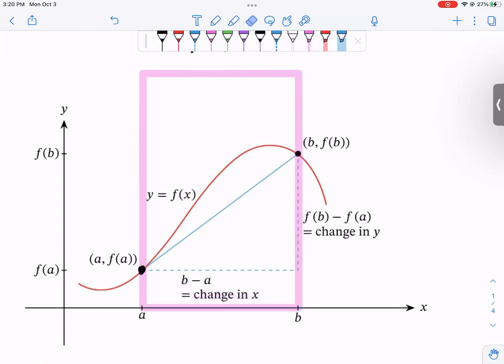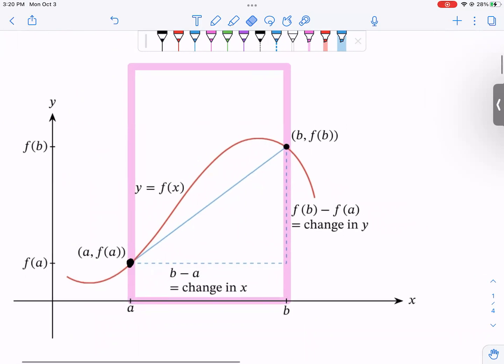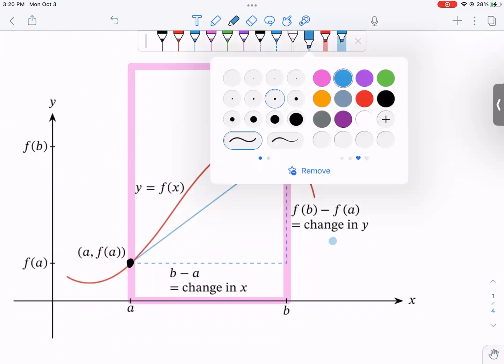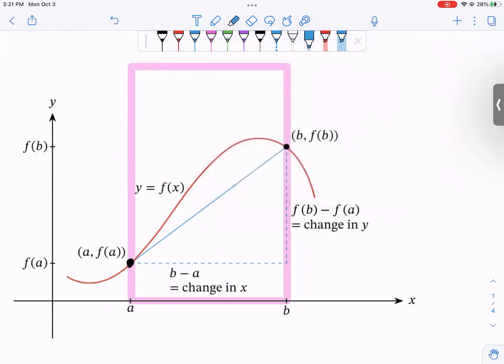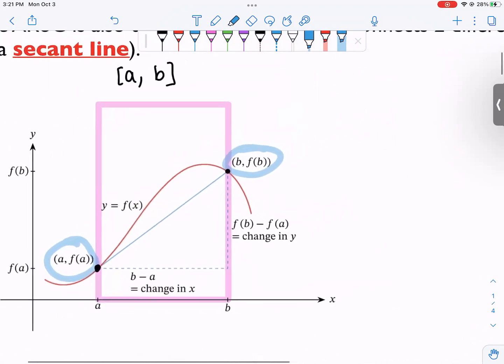Just going to put that back to where it was. The formula for the average rate of change. Well, we have 2 points on a graph. We have this guy, right? Let's use a different color. We have this point right here. We have this point right here, right?